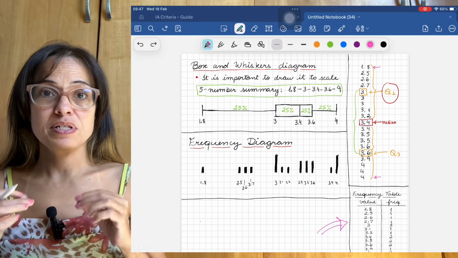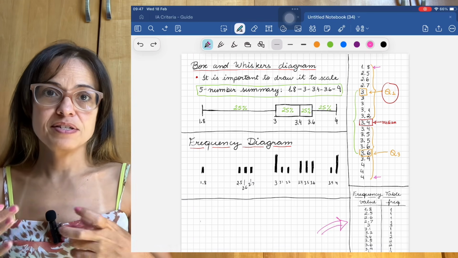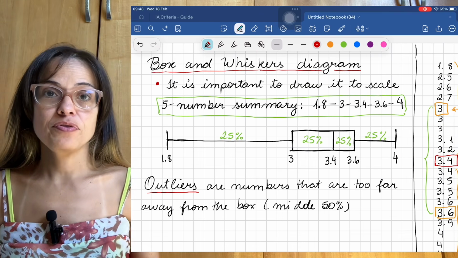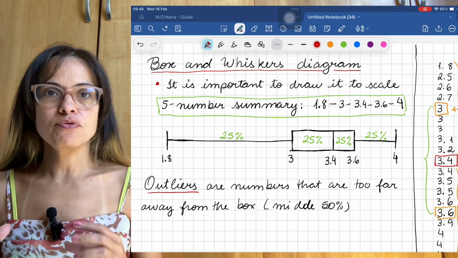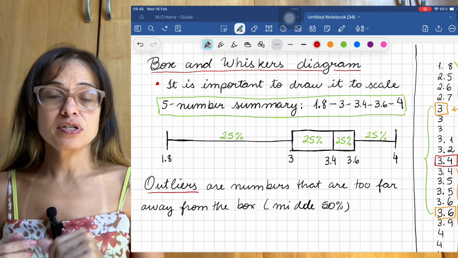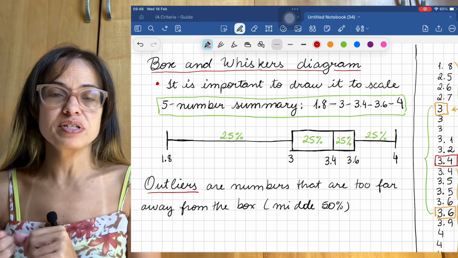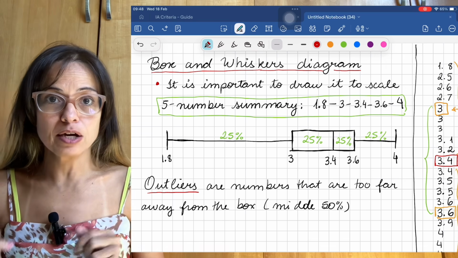And there are very specific, precise criteria that we should use to determine where is this too far away. The word for that is outliers. Those are the numbers that are too far away from the box part of the box and whiskers diagram. And I'm going to show you first how to decide who is and who isn't an outlier, and then what to do about them in the diagram itself.